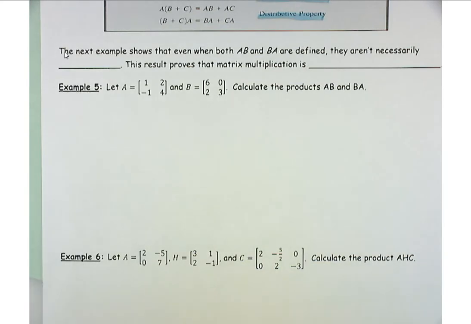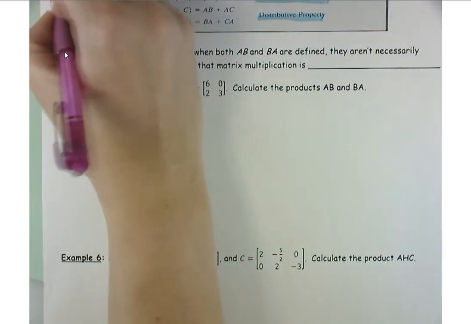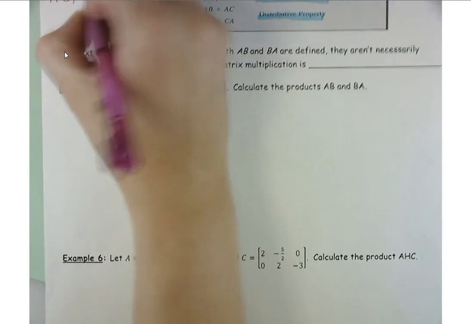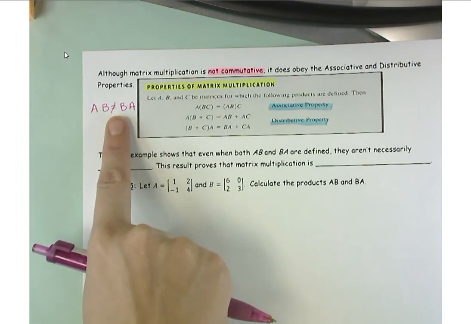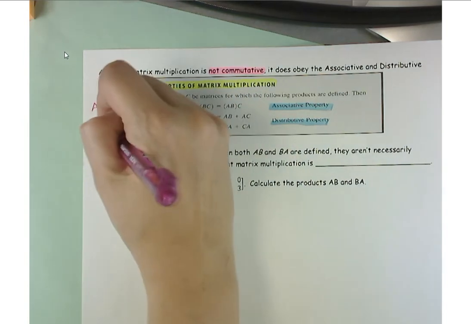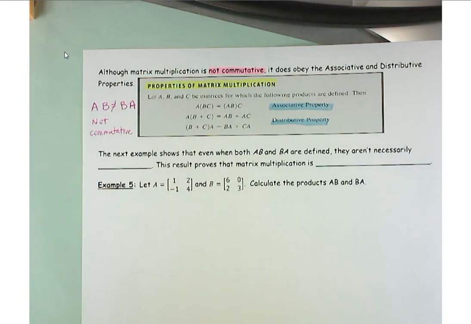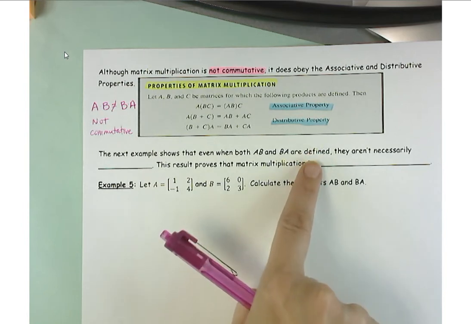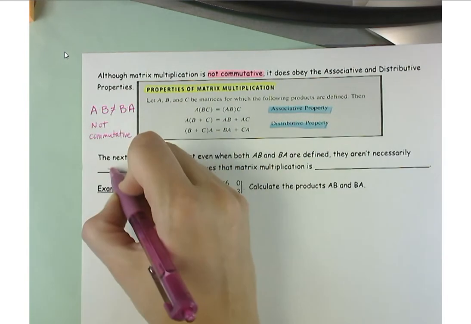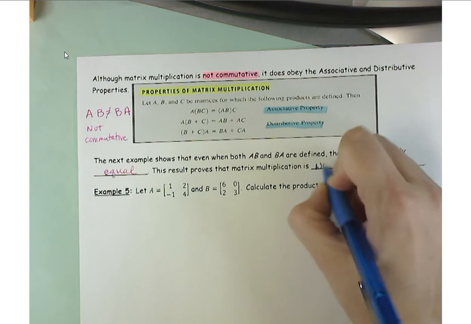What you know is not equal is A times B is not equal to B times A. We just saw that with the last one because we could find the product of A times B, but we couldn't even find the product of B times A. That's why we say it's not commutative. Okay, now even though that one was undefined, even when you can find both of them, when they're both defined, they still are not necessarily equal.